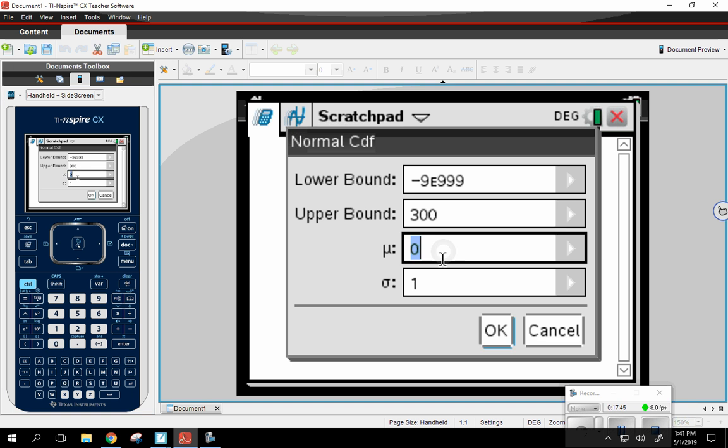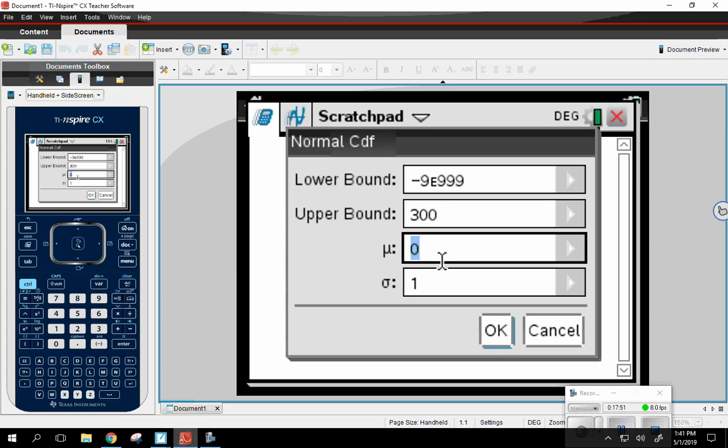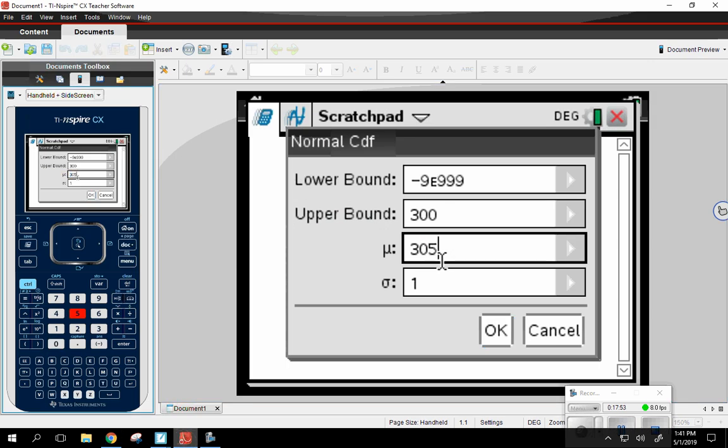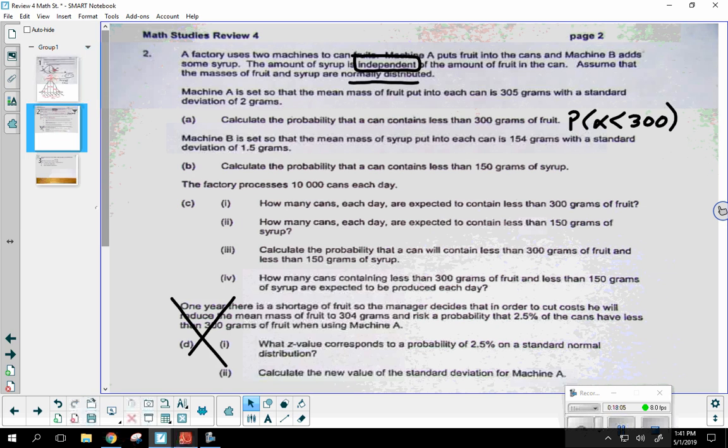Let's see. What was the mean? 305. Okay, 305, and the standard deviation was 2. So I'm getting about 0.621%. And there we go. 0.621%.